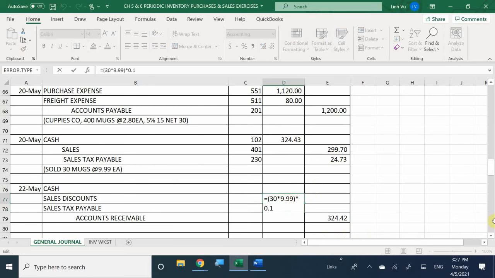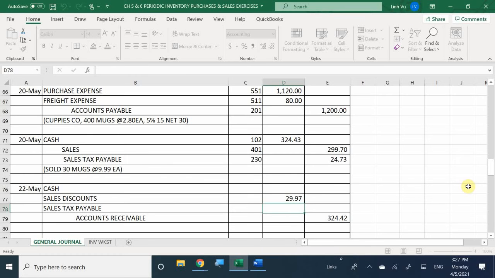Wait, my computer was freezing. Okay. So for that one, it was the 30 times the 9.99, times the 10%. Correct. And that was a 29.97.